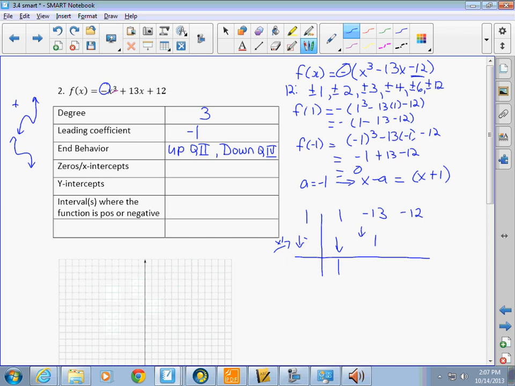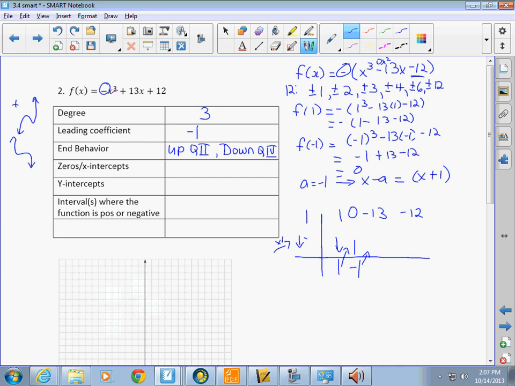I subtract negative 13. Oh, I made a mistake. I need my 0 in there, right? Because remember, when you're substituting these in, you have to have a placeholder for each one. So this one should have had a 0x squared. So I go across, I have 1 times 1 is 1, 0 take away 1, negative 1.